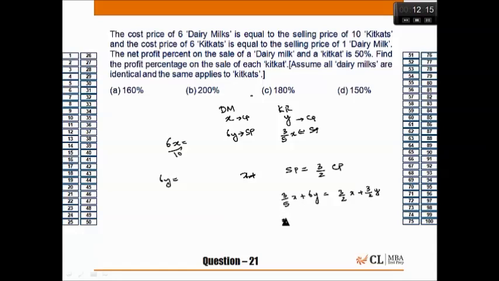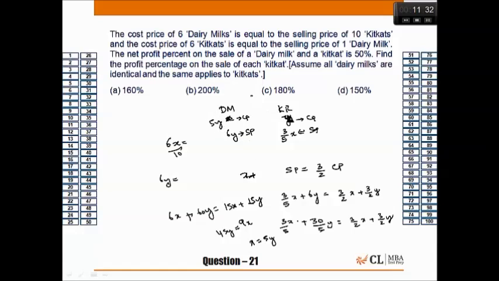So let's say 3 by 5 times X plus 30 by 5 times Y is equal to 3 by 2 times X plus 3 by 2 times Y. So let's take it to 6 times X plus 60 times Y equal to 15 times X plus 15 times Y. So this is 9x equals 45y. X would be equal to 5y.